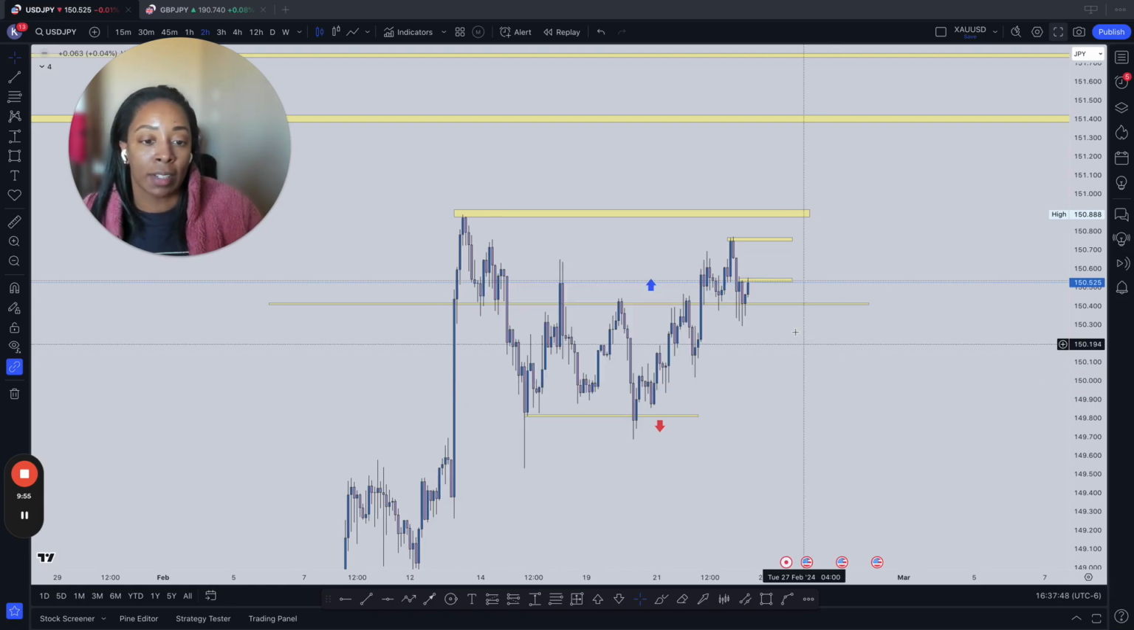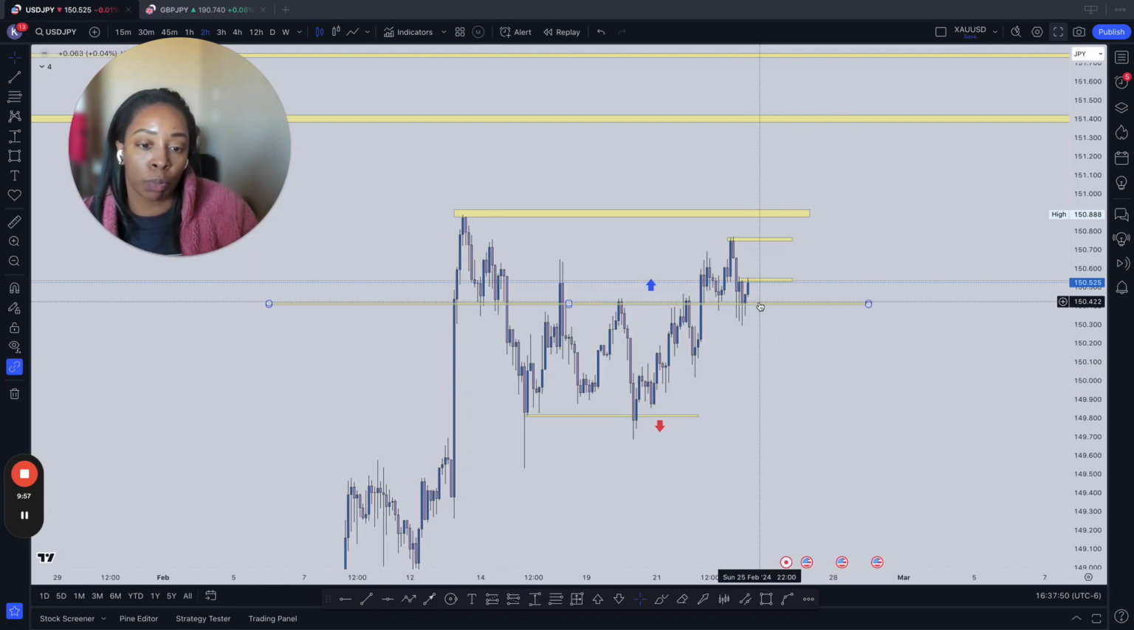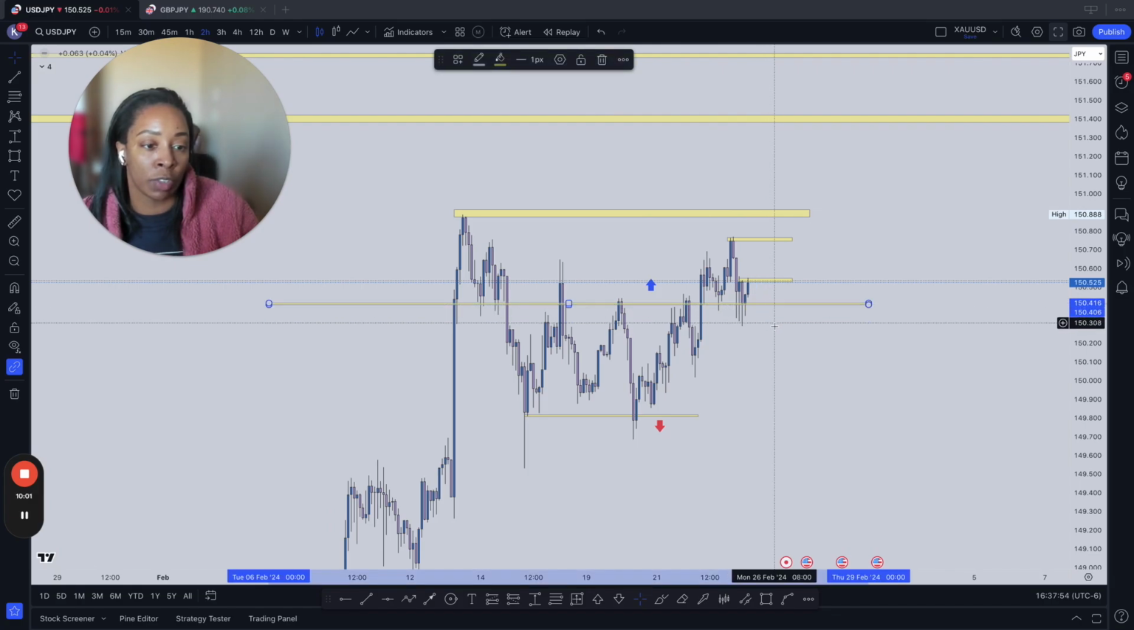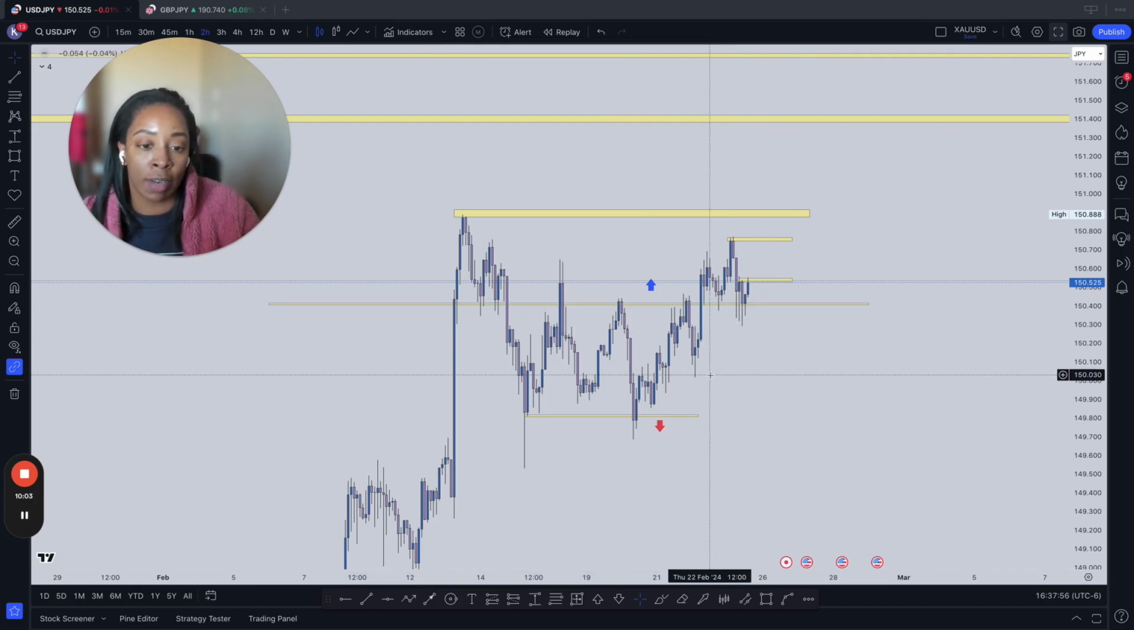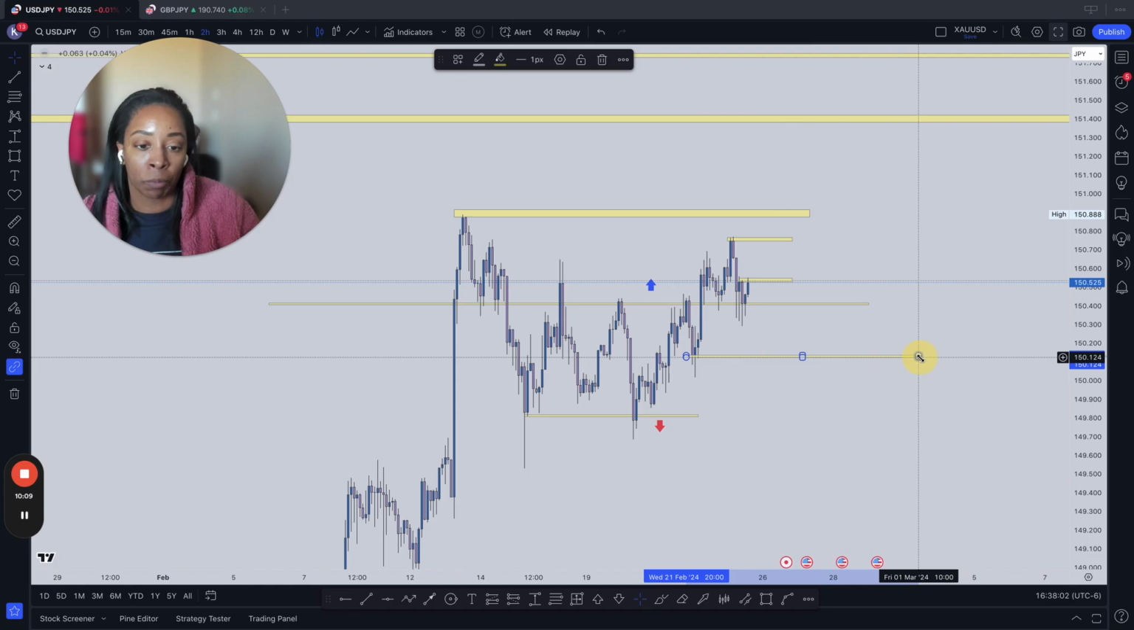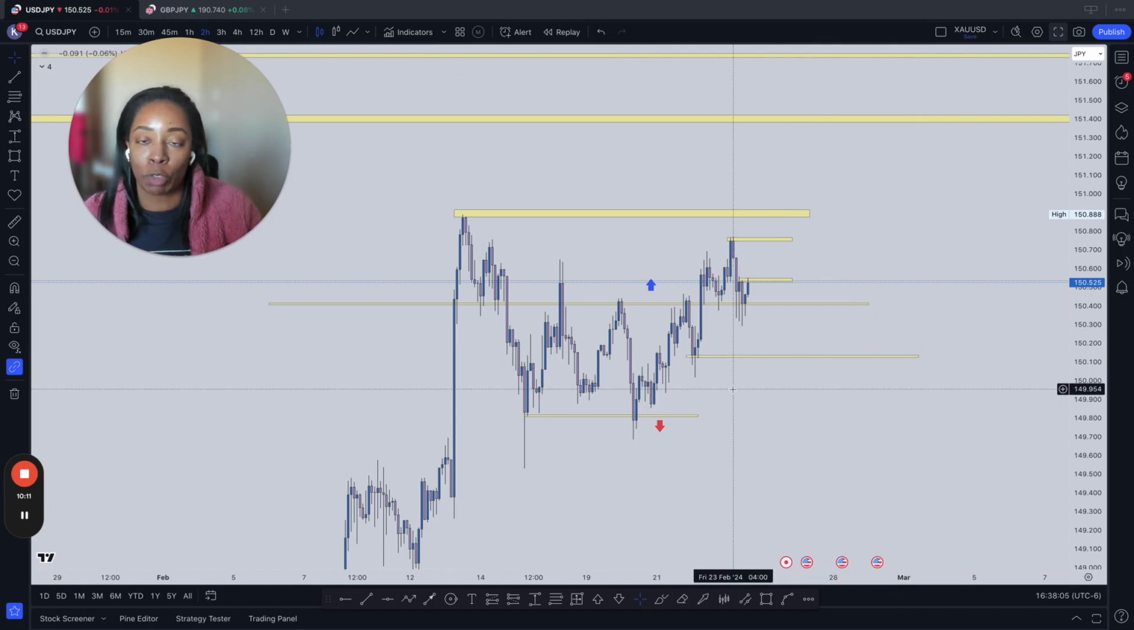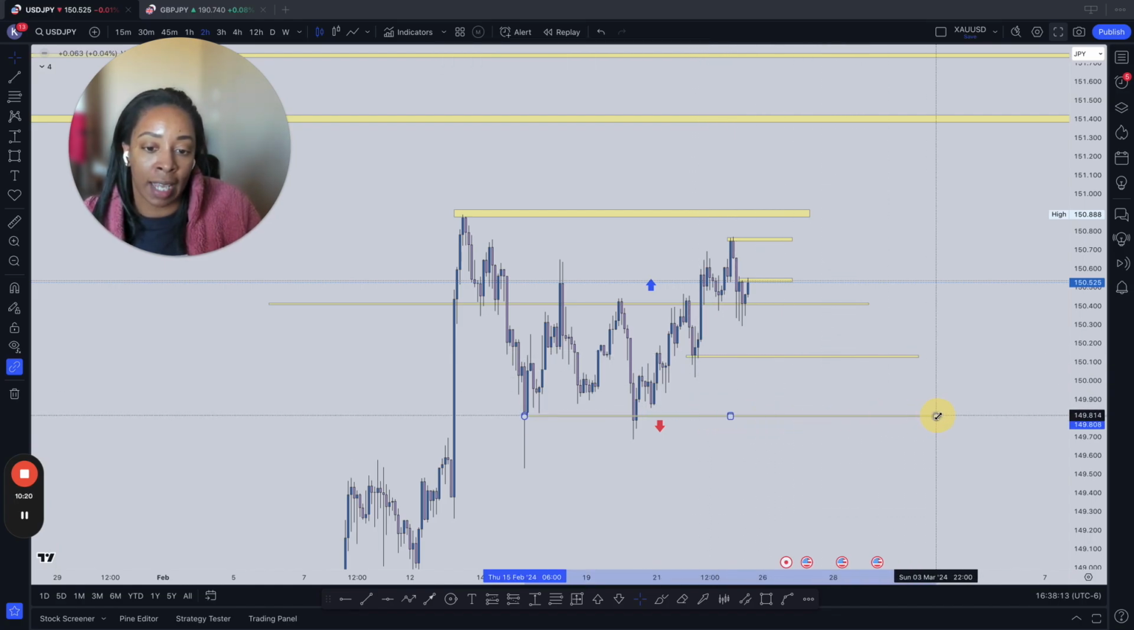Okay, so basically, if price was to come below this 150.400-ish level, the next area where price could potentially go would be right here. And depending on what type of trade I wanted to do, whether it was an intraday trade or something like that, that could be a really nice level. And then I'm actually going to extend this out a little bit.